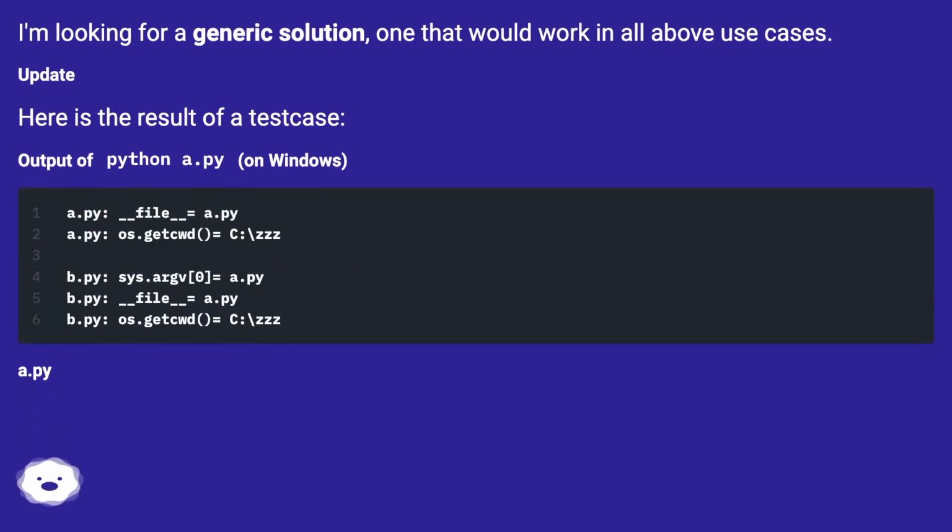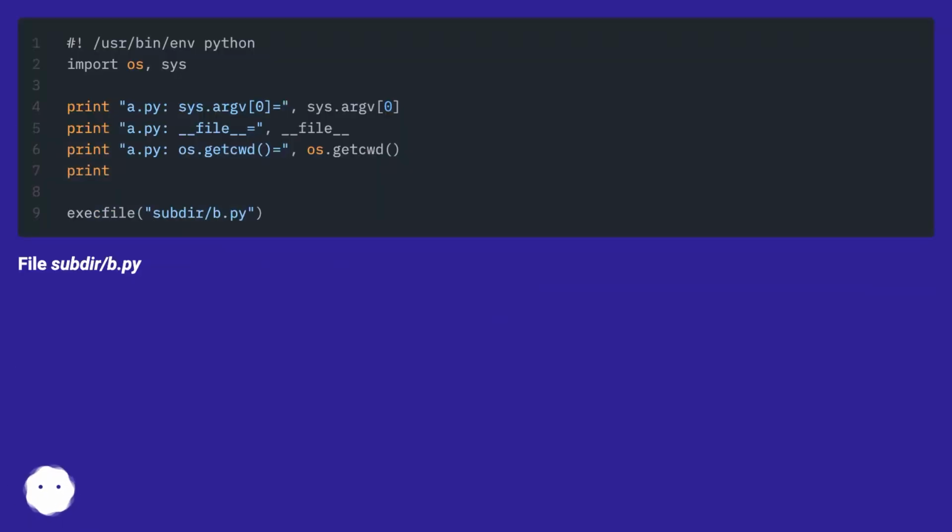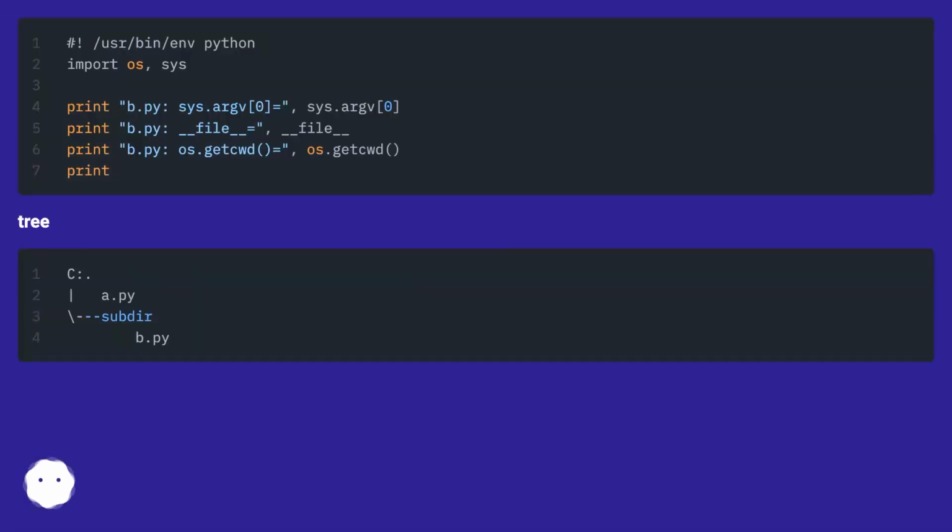Update. Here is the result of a test case. Output of python.py on Windows. .py. File subdir b.py. Tree.